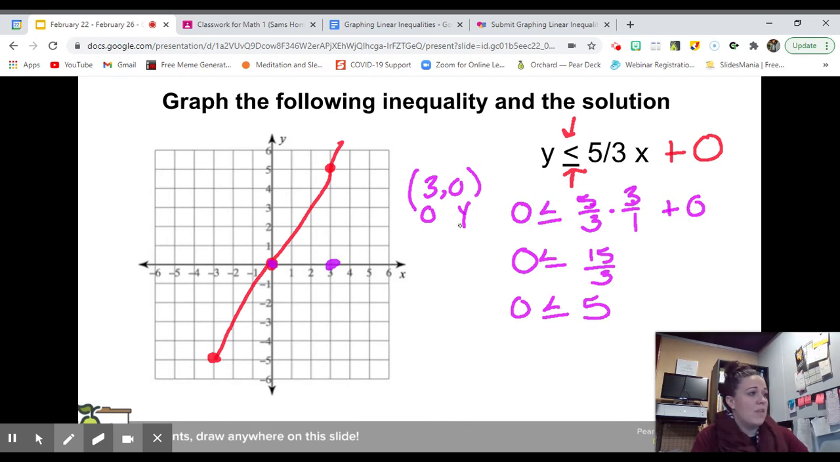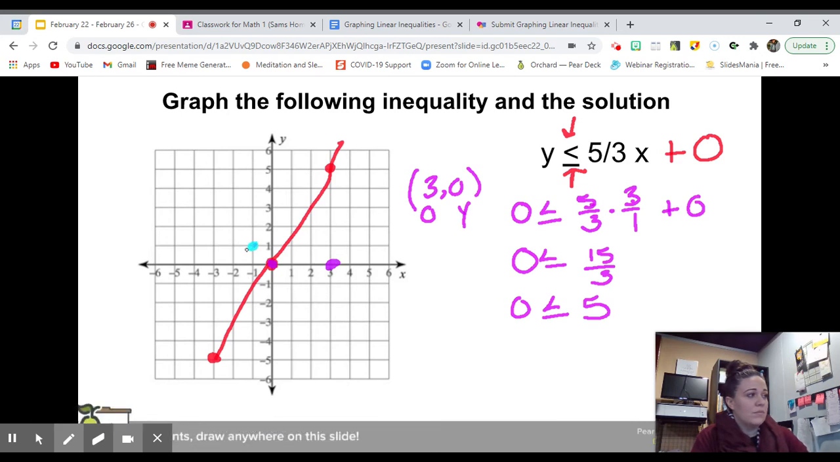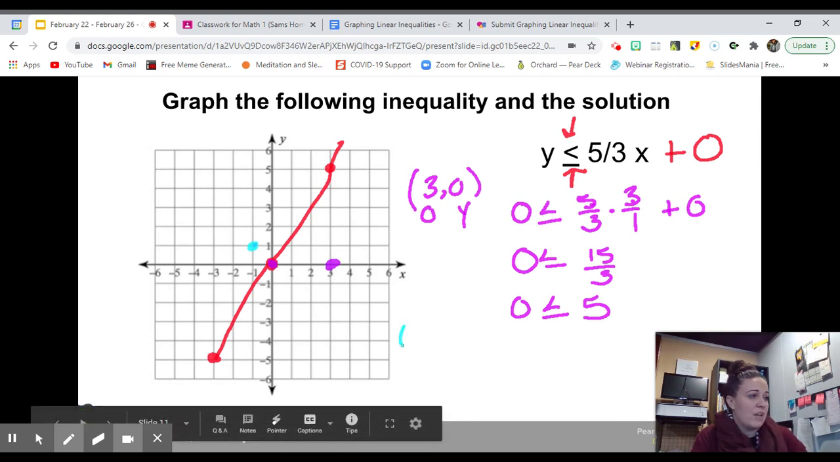Now the next point that I'm going to use, let's try (-1, 1). So we're going to choose -1, 1. This is my x, this is my y value. So is 1 less than or equal to 5 over 3 times -1? So is 1 less than or equal to -5/3? No, it is not. So this is not true.